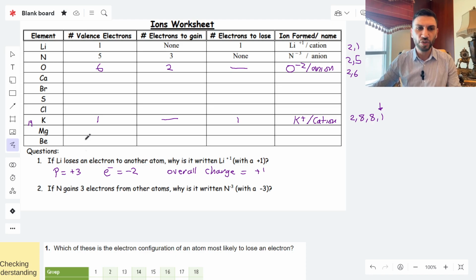Same thing for the nitrogen. If it gains 3 electrons, the total number of protons equals positive 7. The total number of electrons equals negative 10, since it gained 3 electrons. And the overall charge will become negative 3.